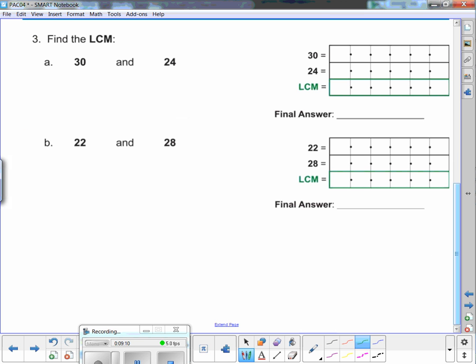All right. So here we got number 3A. We got our 30 and 24. First thing I'm going to do is factor, right? So a 30, 3 times 10. And a 10, 2 times 5. Somebody factor 24 for me. Julia, go ahead.